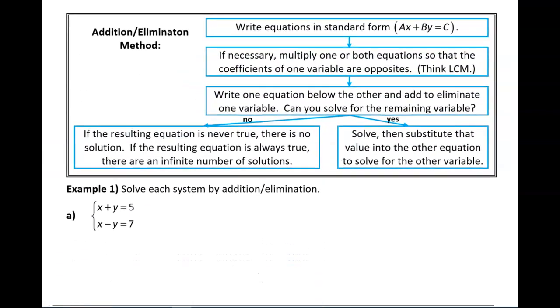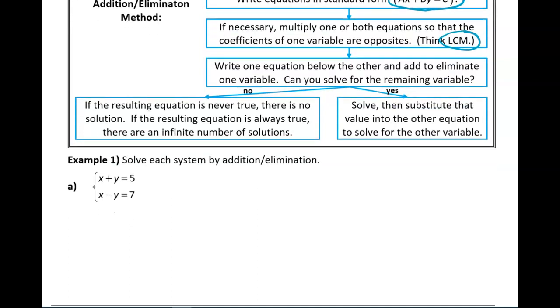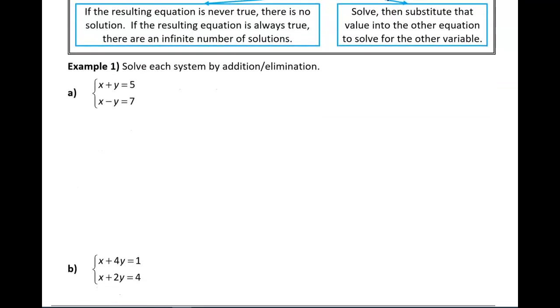All right, now we've got a second method called the addition or the elimination method. In this, you want to have your equations in what is called standard form, ax plus by is equal to c, and then multiply one or both of the equations so that the coefficients of one variable are opposites. Think the least common multiple. Then write one equation below the other and add to eliminate one variable. And then from there, the rest of this process is very much like the substitution method. So what you'll notice in equation 1 is that we already have a pair of variables here that have opposite coefficients.